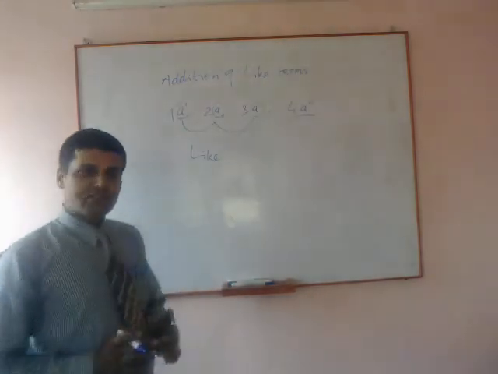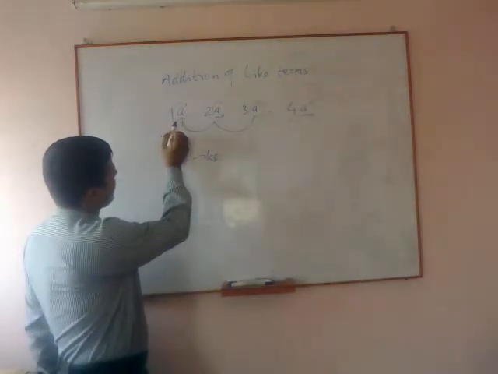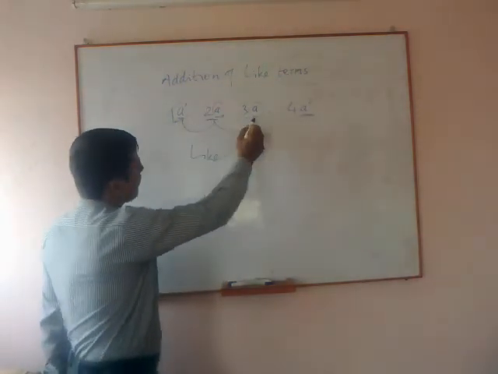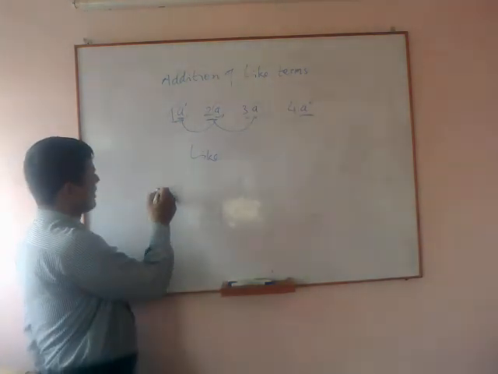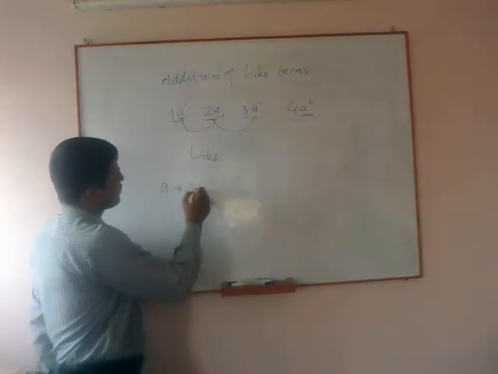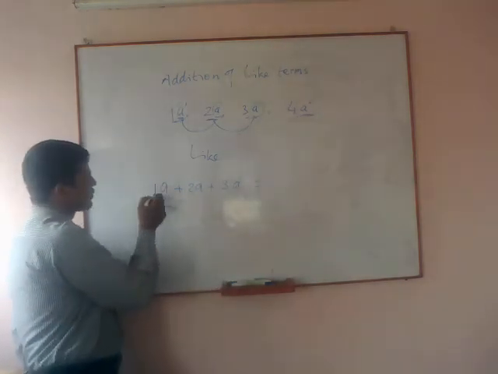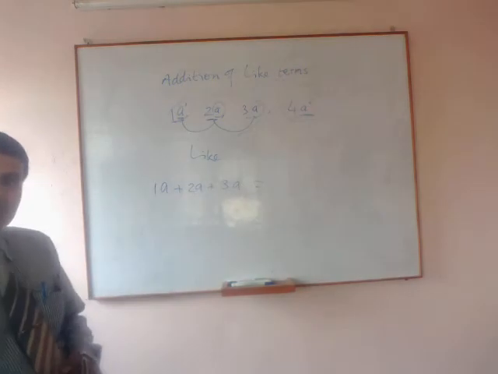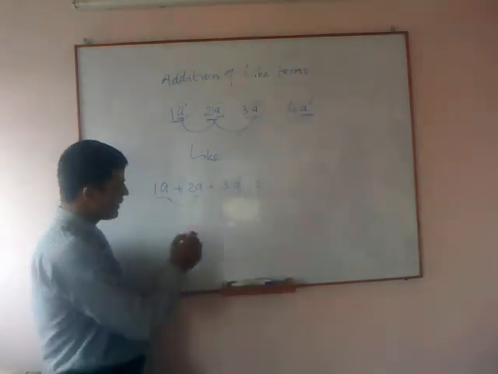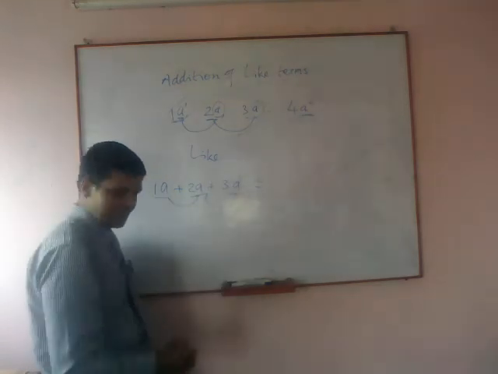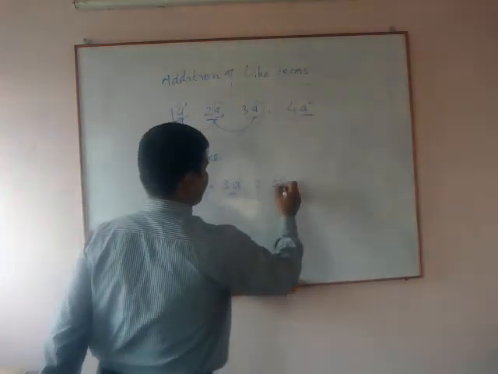While adding like terms, we simply add the coefficients of 1a, 2a and 3a. It means altogether how many a's. So a plus 2a plus 3a. If there is no coefficient, that means 1. So 1a plus 2a plus 3a. We get altogether 6a.